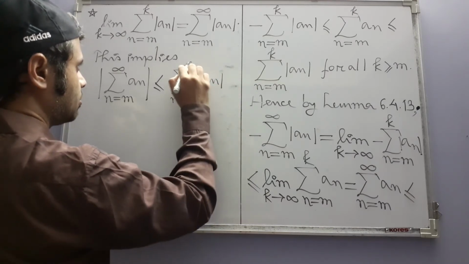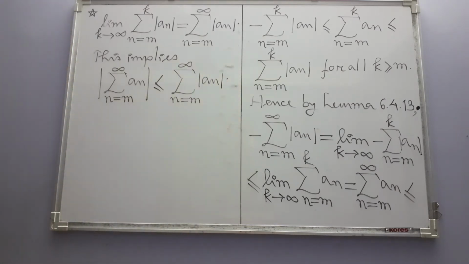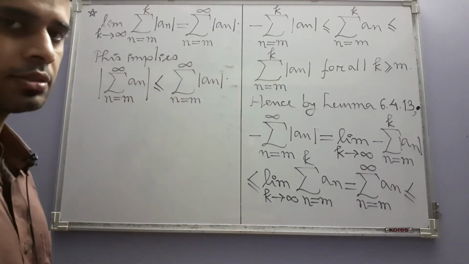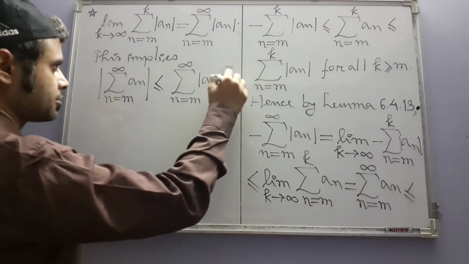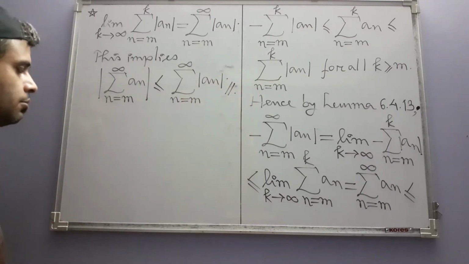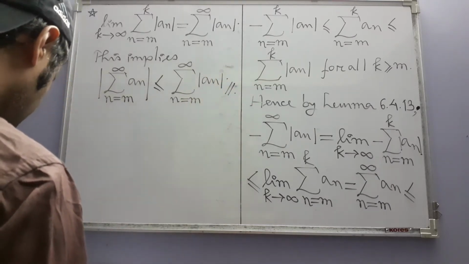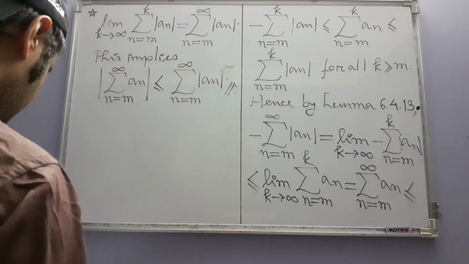So that is our triangle inequality involving the sums of this infinite series. So this completes the solution and also is the proof of this proposition. Next.